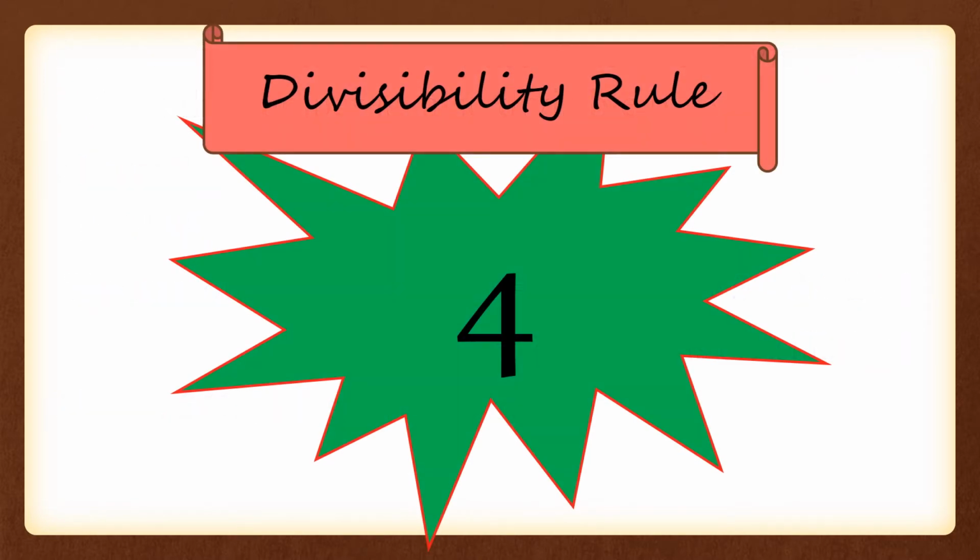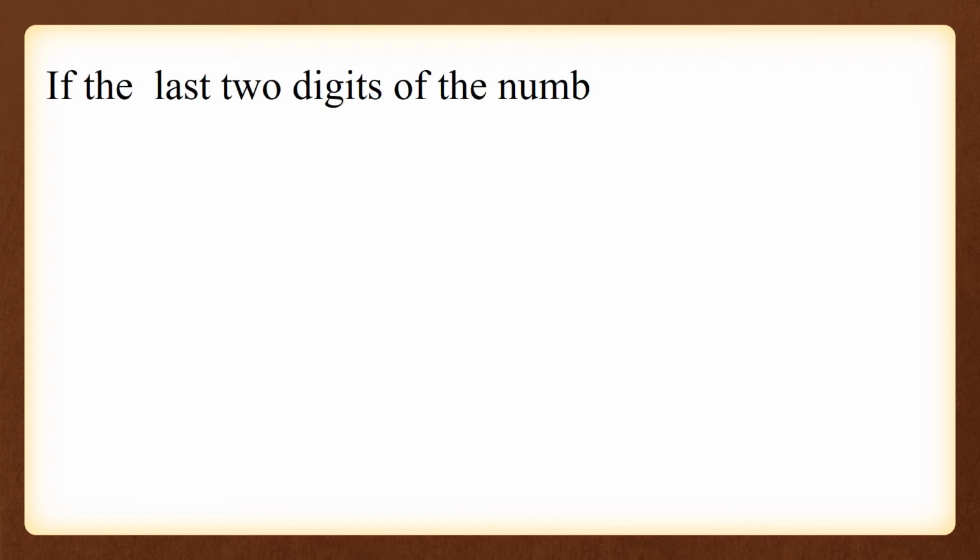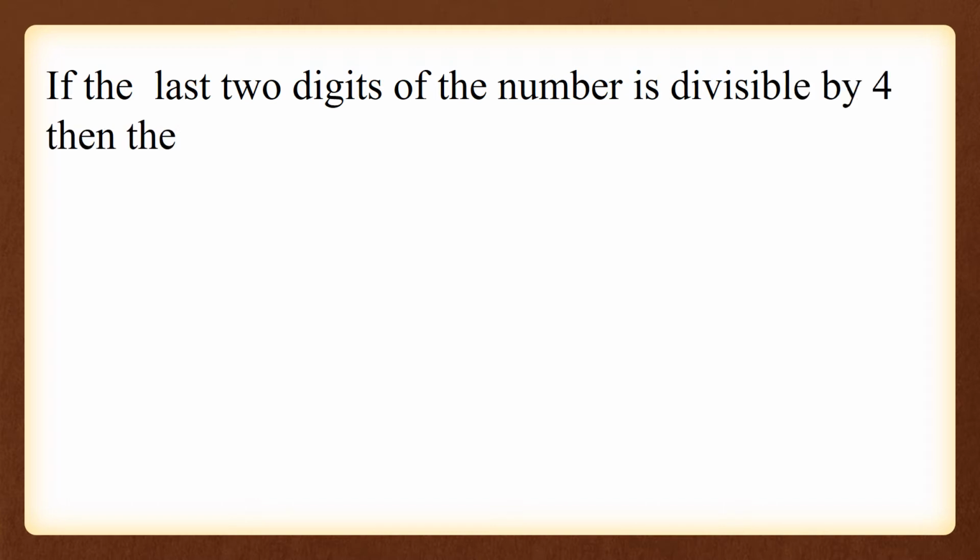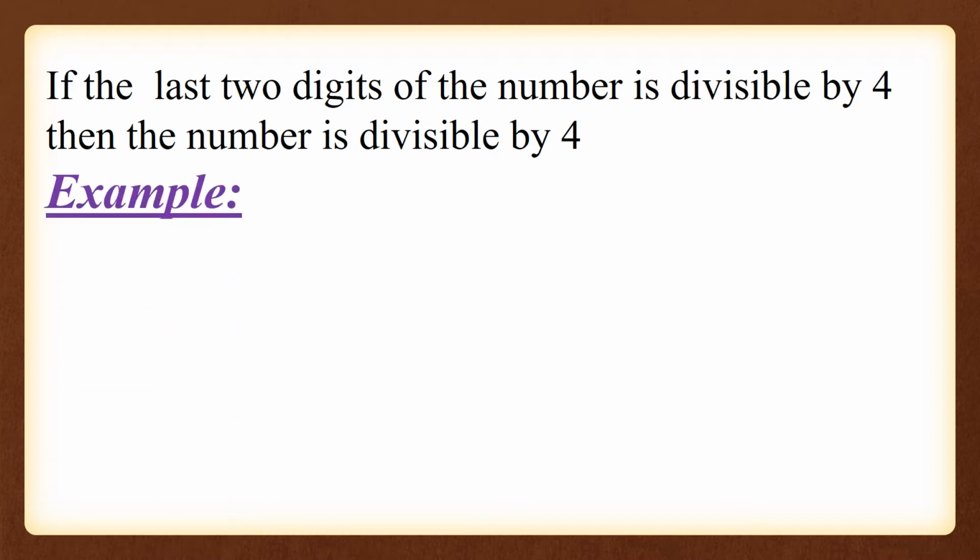Divisibility rule for the number 4. If the last two digits of the number are divisible by 4, then the number is divisible by 4. That means to check whether the number is divisible by 4 or not, we have to check the last two digits, that is ones place and tens place. If these two digits form a number divisible by 4, then the number is divisible by 4. Let's see an example.